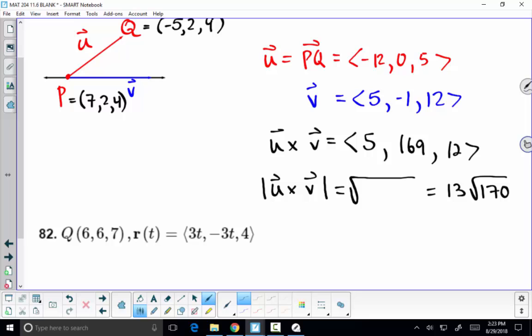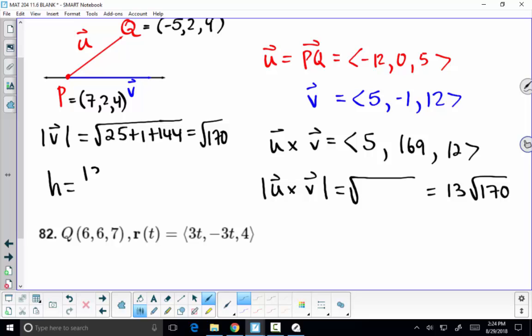All right, so that is the area of the parallelogram. Now let's find the length of the base. The length of the base is the magnitude of v, which is 25 plus 1 plus 144. So that's going to be the square root of 170. How convenient. So then the height is 13 root 170 divided by root 170. So the height is 13.